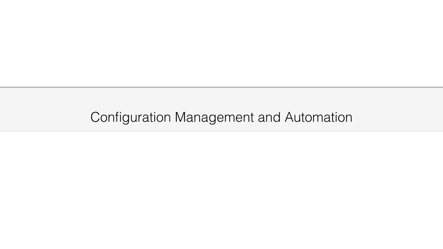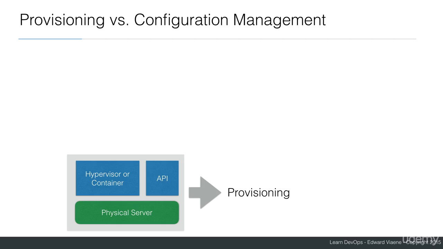In this lecture, we're going to talk about configuration management and automation. Let's say you want to build a new web server. First, you need to spin up a machine. This can be a physical server or a virtual machine using the hypervisor or a container.